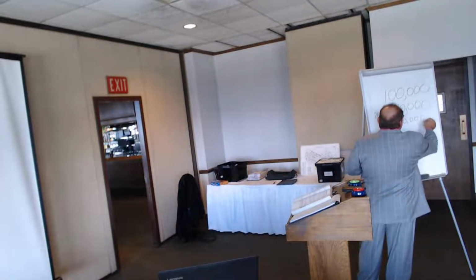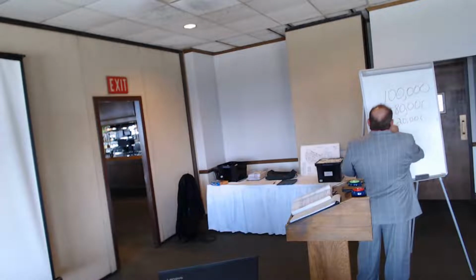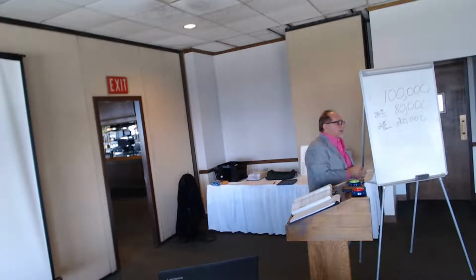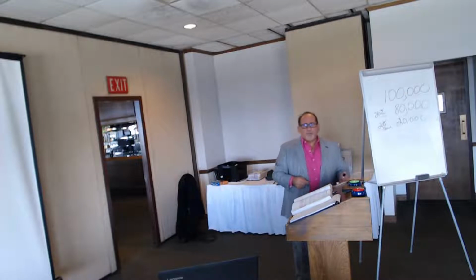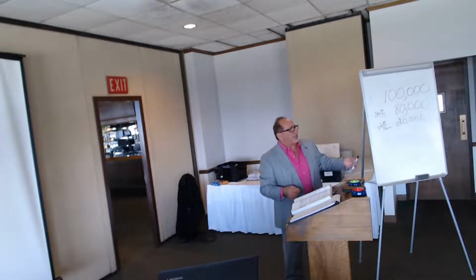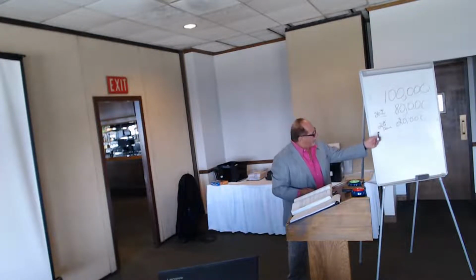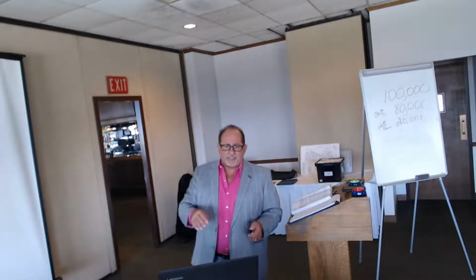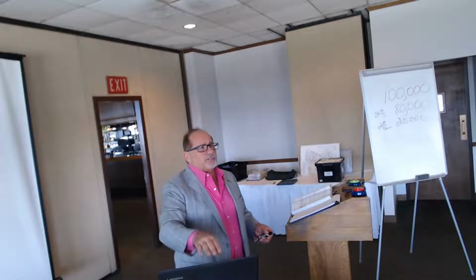Okay? We call that 20% down. But the way it works is you can still get a conventional loan if you ain't got the 20 G's to put down. And how you do that is you can get private mortgage insurance.